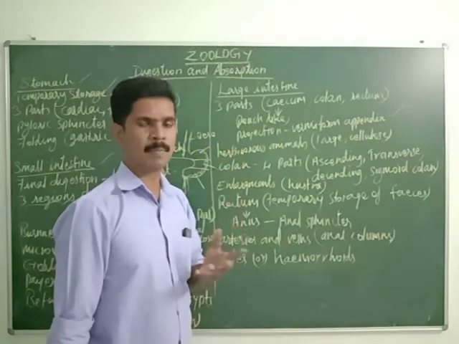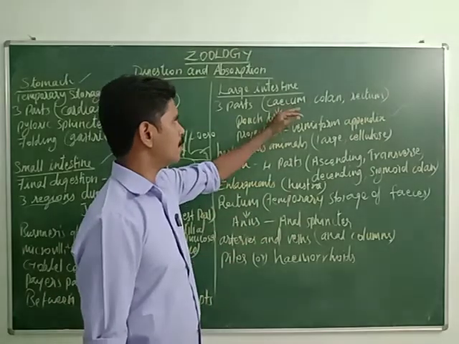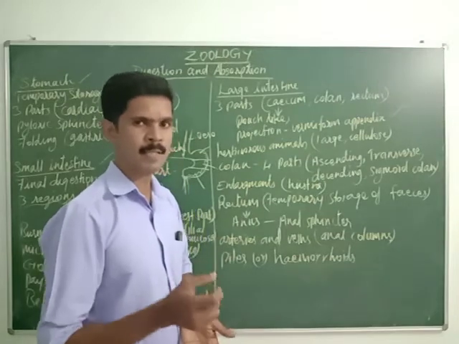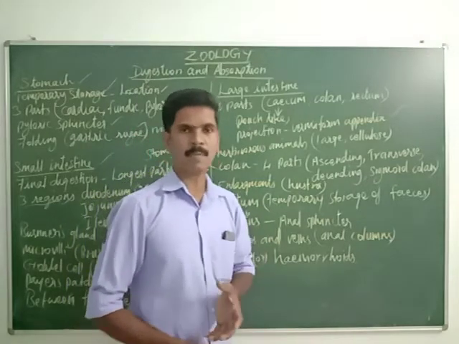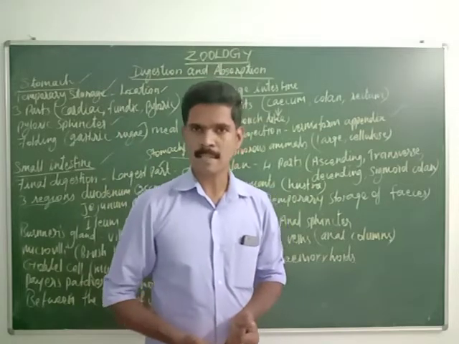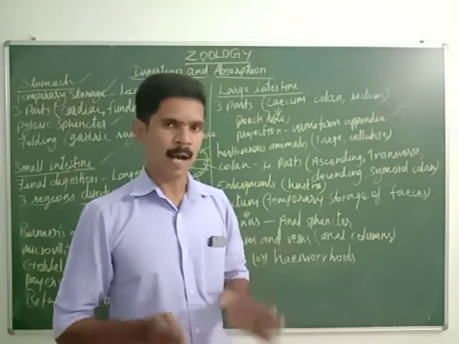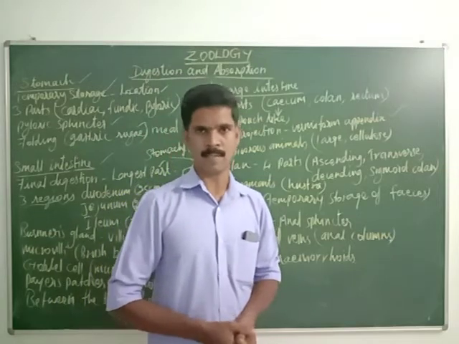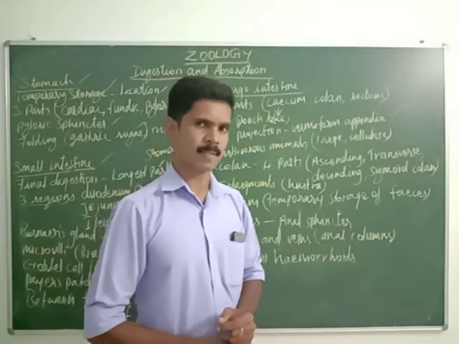And in herbivorous animals, meaning the plant-eating animals, the cecum and the vermiform appendix are large in size. The size of the cecum and the vermiform appendix is large because herbivorous animals eat highly cellulose-rich food materials. To digest these cellulose-rich food materials, the cecum and vermiform appendix are large, and some useful bacteria are also present in these two regions. These bacteria also help to digest the cellulose-rich food materials.